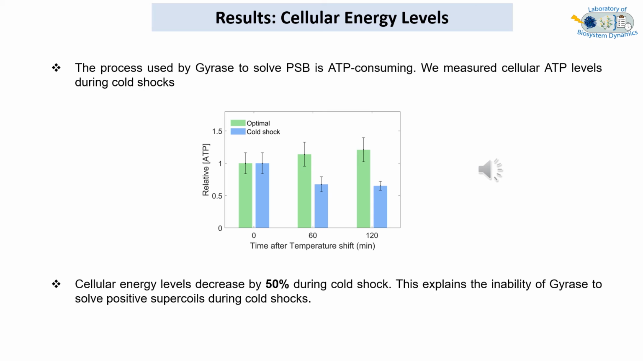We measured cellular ATP levels during cold shock, and we observed that there's a significant decrease in these levels over time. And at 60 minutes, it's already very, very significant, and then it remains more stable. So it appears that the cell reaches a new quasi-equilibrium, but to do so, it needs to have a much lower ATP level than in normal conditions. And this would explain the inability of gyrase to solve positive supercoils, while the other topoisomerases can still solve the negative supercoils.